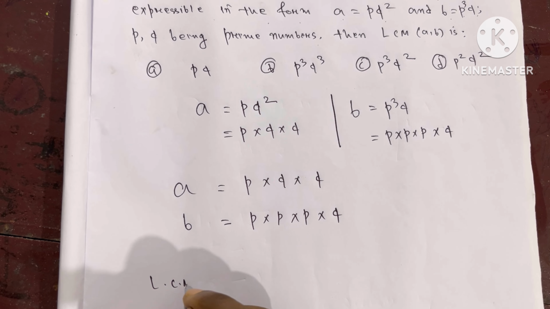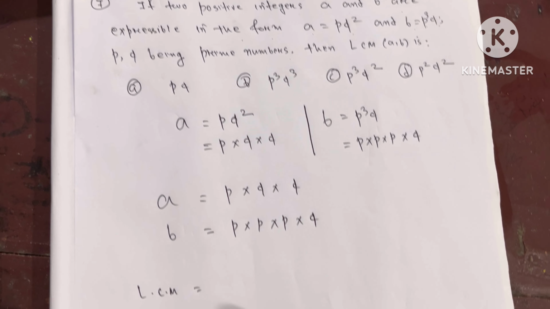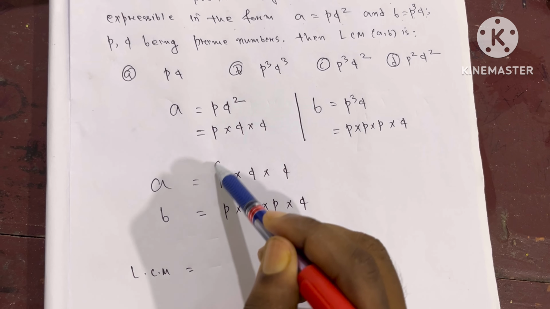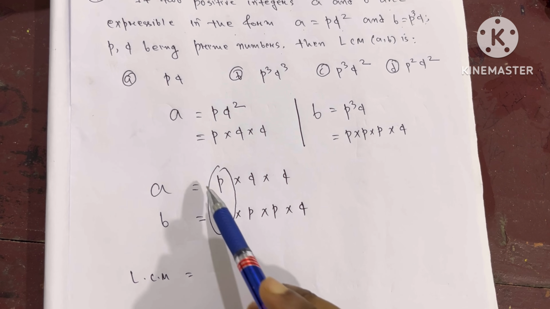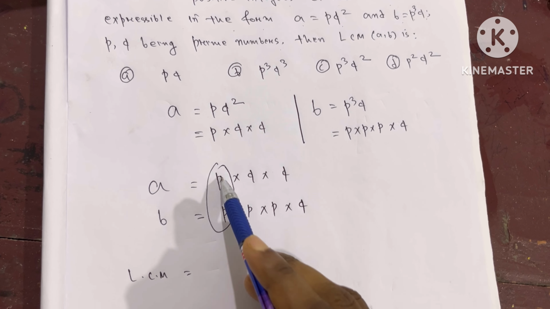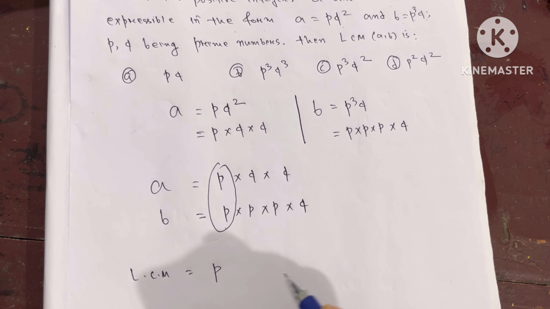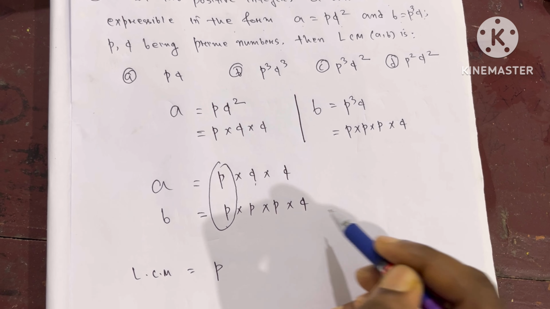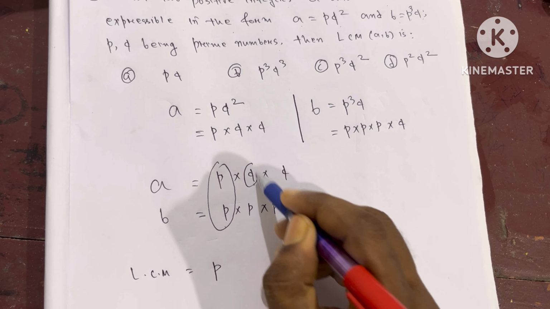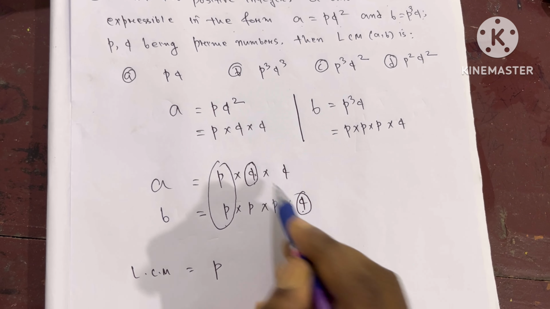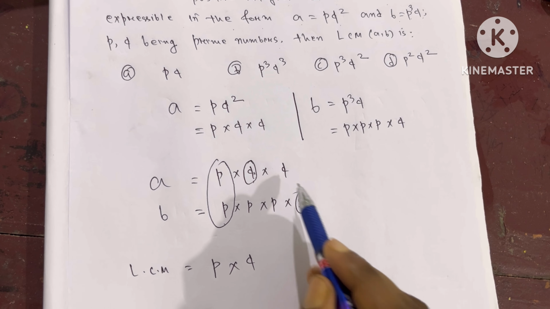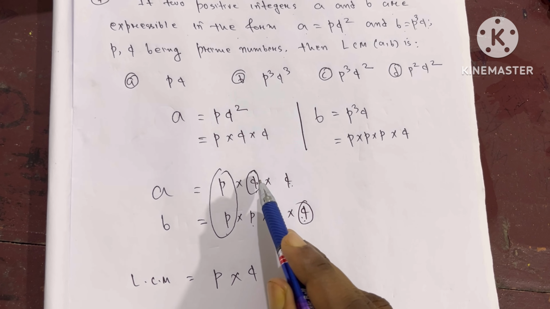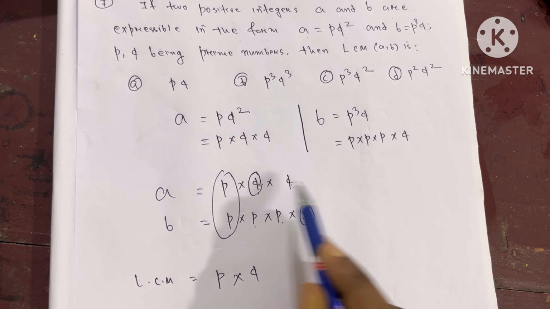So how will you find LCM? LCM means lowest common multiple. For finding LCM, first you have to find the common factors between A and B. So P is in both, here also P, here also P. From this common pair I can take one P. Yes or no? And Q, here also one Q, so I can take these two Q as common and write one Q. Here there is a Q but there is no Q on the other side, so this Q is not common. Here there is a P but no P on the other side, so it is not common.